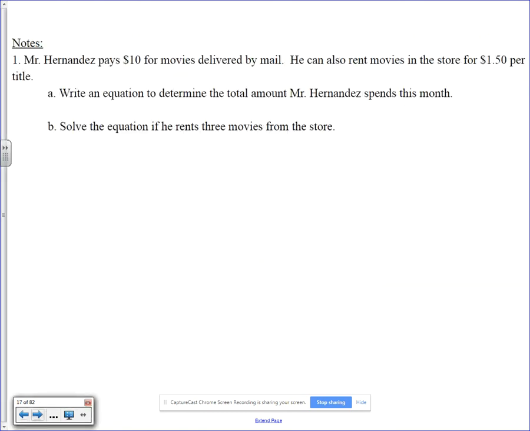Okay. All right, so let's actually get into our notes today. These are the type of problems that you're going to see on your worksheet. Most of the time, there is going to be a part A and a part B, meaning the first part you're going to write the equation, the second part you're going to plug something in and solve it. Sound good? Okay, read the first question just to yourself. Go ahead.